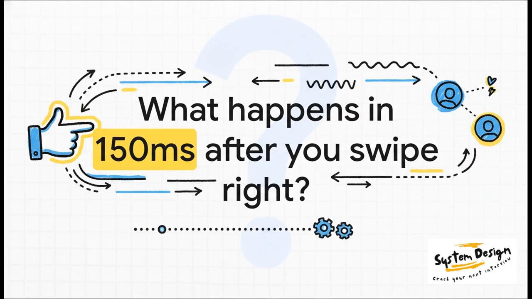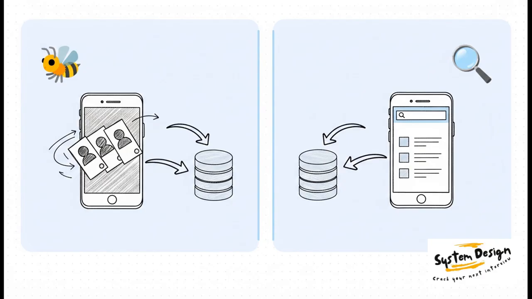So in this explainer, we're going on a little adventure. We're going to follow that one single swipe and see exactly where it goes, from your screen all the way to a potential match.